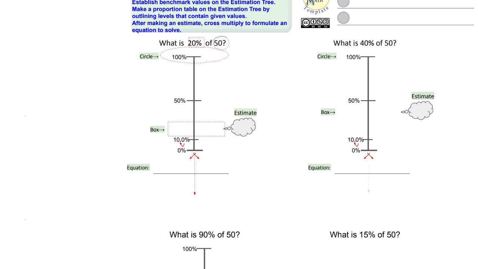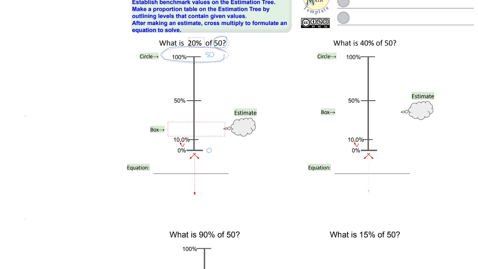50 is the whole. That's 100%. So I'm circling the 50, which is 100%. And this has a dotted line to help you out, templating the first one. 100% here is 50. So we enter that in this graphic organizer. That's 100%. And we're going to come up with some benchmarks. So if that's 100%, what's 0% down here? Well, that's going to be 0.